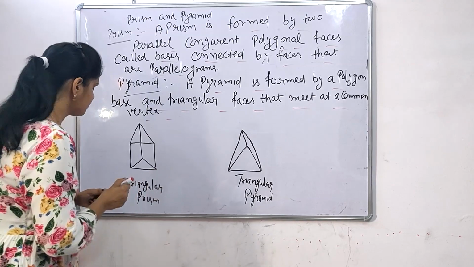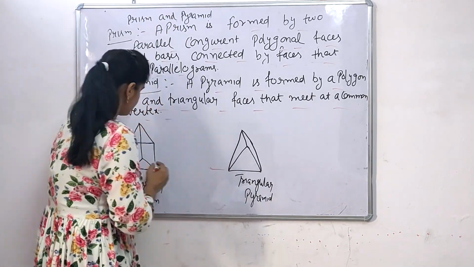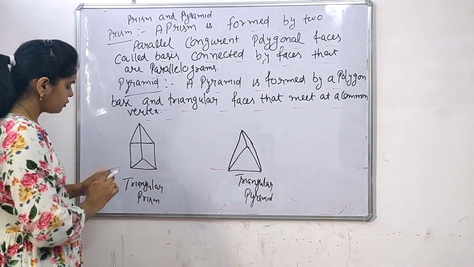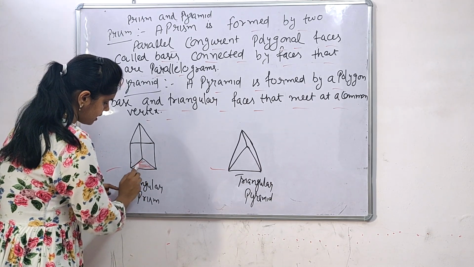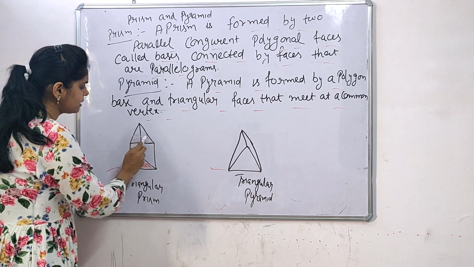You can see this example and this. This is a triangular prism. There are two bases, means one base is here and one is at upper.